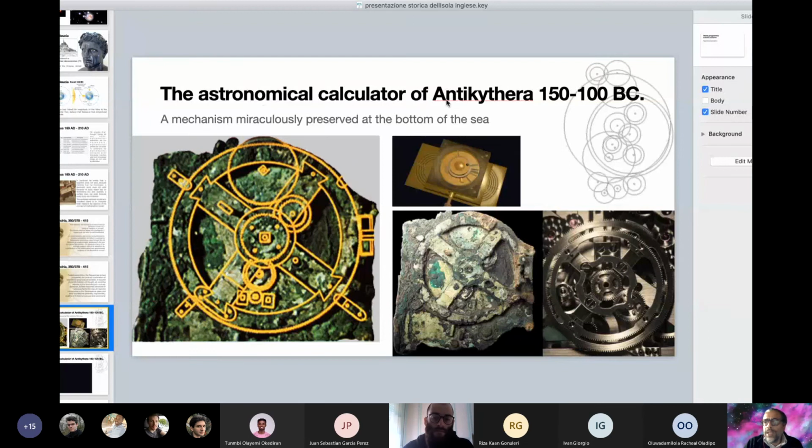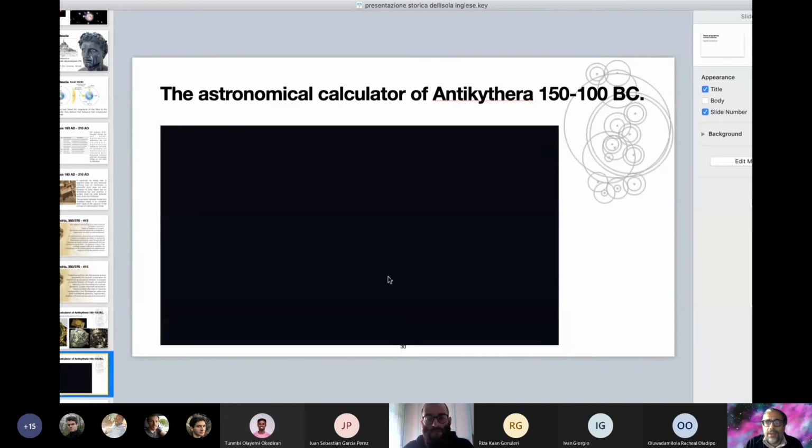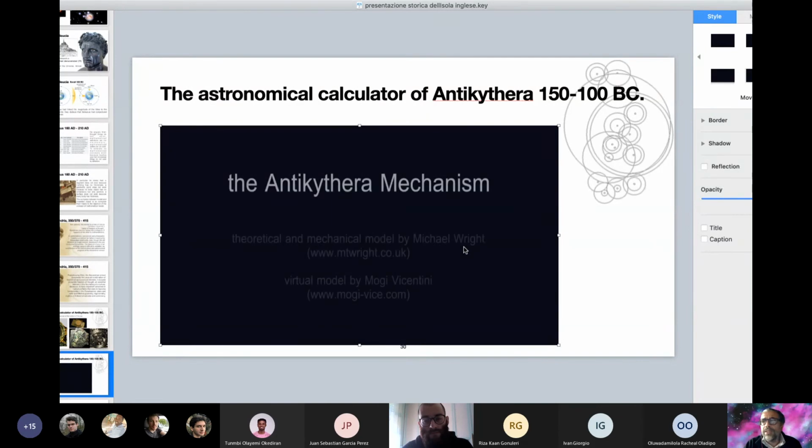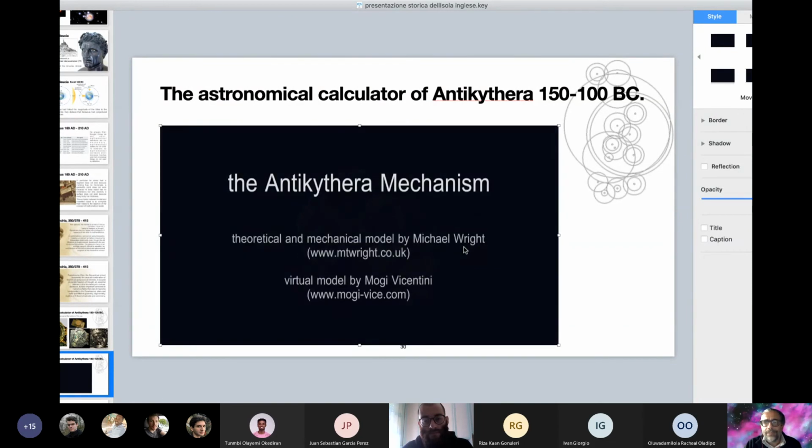The astronomical calculator of Antikythera dates 150 years before Christ. It has been found in the sea near the island of Antikythera, inside a sunken boat. You have pictures of this mechanism, and it has been fully described. Instead of talking about it, I want to show you a nice movie I found on the web. Okay?